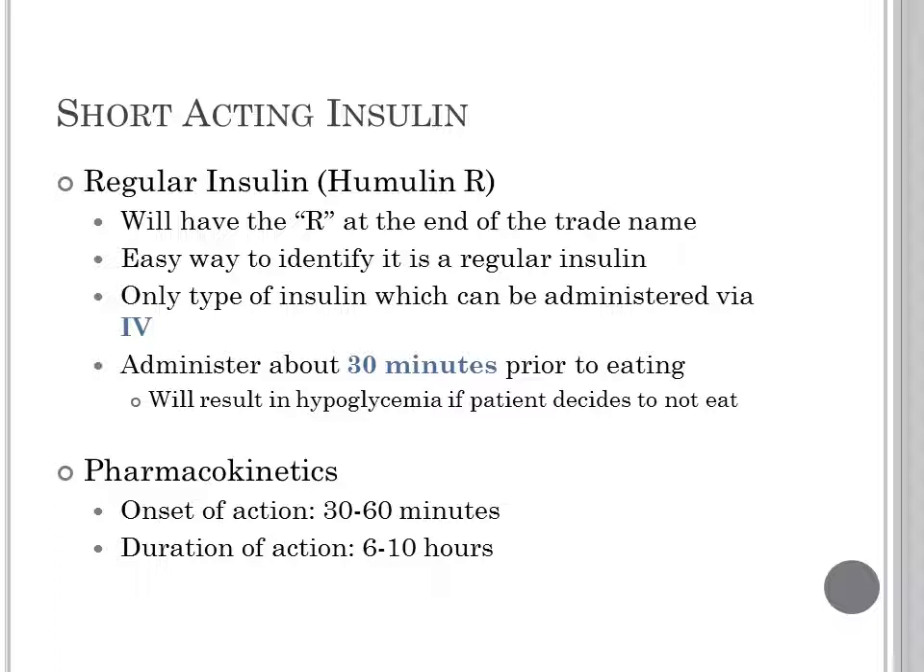IV, it starts to work within minutes, but if you're giving it subcutaneous, we give it about 30 minutes prior to eating, because the onset of action is about 30 to 60 minutes. And if you administer this and the patient decides not to eat, it will result in hypoglycemia. So you really want to encourage the patient, once you take your insulin, you need to be thinking about your food. Even if you're not hungry for a full meal, you still need to eat something so that you don't bottom your blood sugar out. As far as duration of action, this is a slightly longer duration of action of 6 to 10 hours.